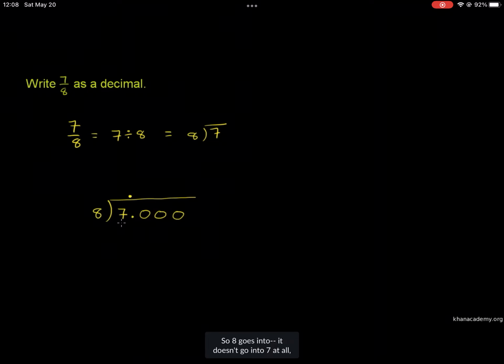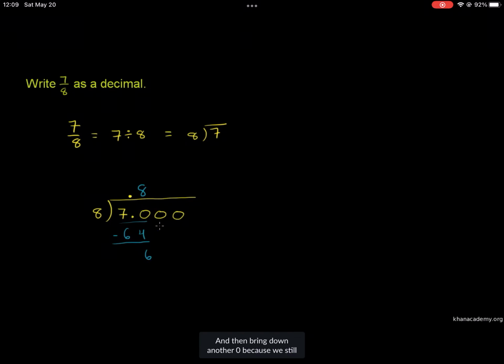So 8 goes into 7, it doesn't go into 7 at all, but it does go into 70. So 8 goes into 70 8 times. 8 times 8 is 64. And then you subtract. 70 minus 64 is 6.